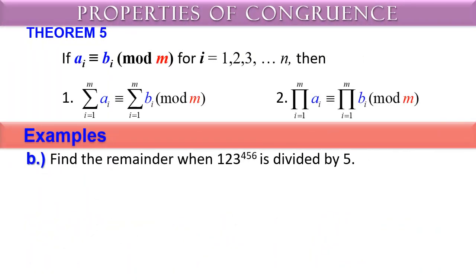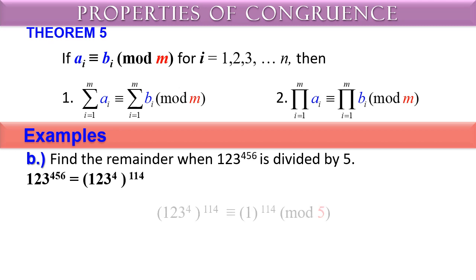We are going to use the same process as what we did in the first example. To be able for us to solve this problem, we need to express 123 raised to 456 in a way that we have 123 raised to 4, since 123 raised to 4 when divided by 5 will leave a remainder of 1. Thus, we will have 123 raised to 456 is equivalent to 123 raised to 4 raised to 114.